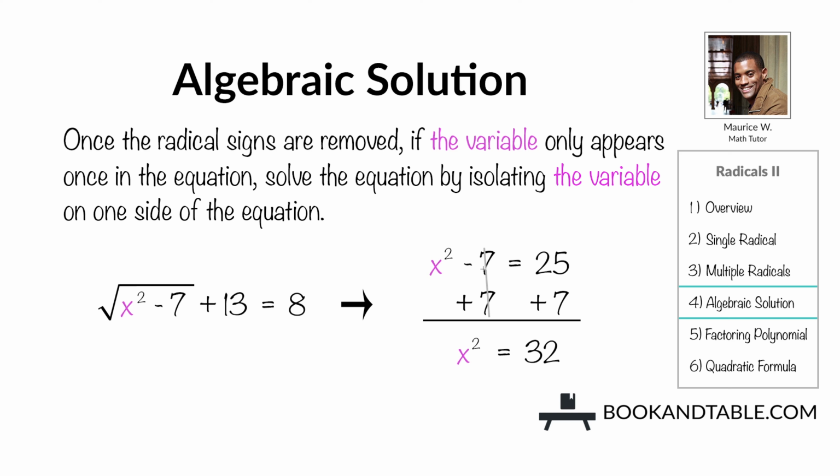So we first isolate it on the left side of the equation, so you would add 7 to both sides. And now, since x is on the left side and we have a constant on the right side, we can remove the exponent 2 by taking the square root of both sides. So you would be left with x is equal to 4 radical 2. You remove the radical sign, and if the variable appears once, you isolate that variable on one side of the equation and solve for it with an exponent or power of 1.